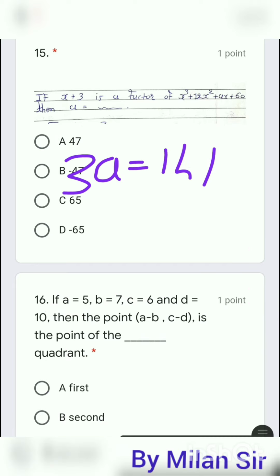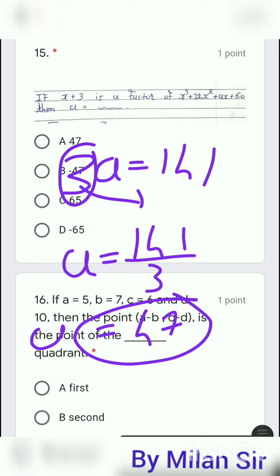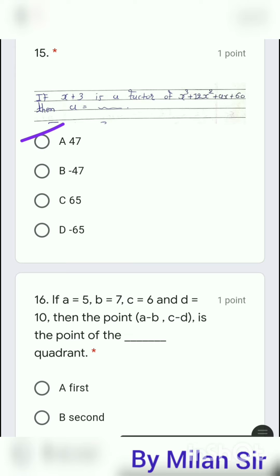Now for finding out the value of a, we need to transfer this 3 to the right hand side, so it goes to the denominator. So 141 divided by 3. So here 3 4s are 12, 2 remainder 21, 3 7s are 21, so our answer of a is equal to 47. Okay, so a is equal to 47. Option A is the correct answer. Done.